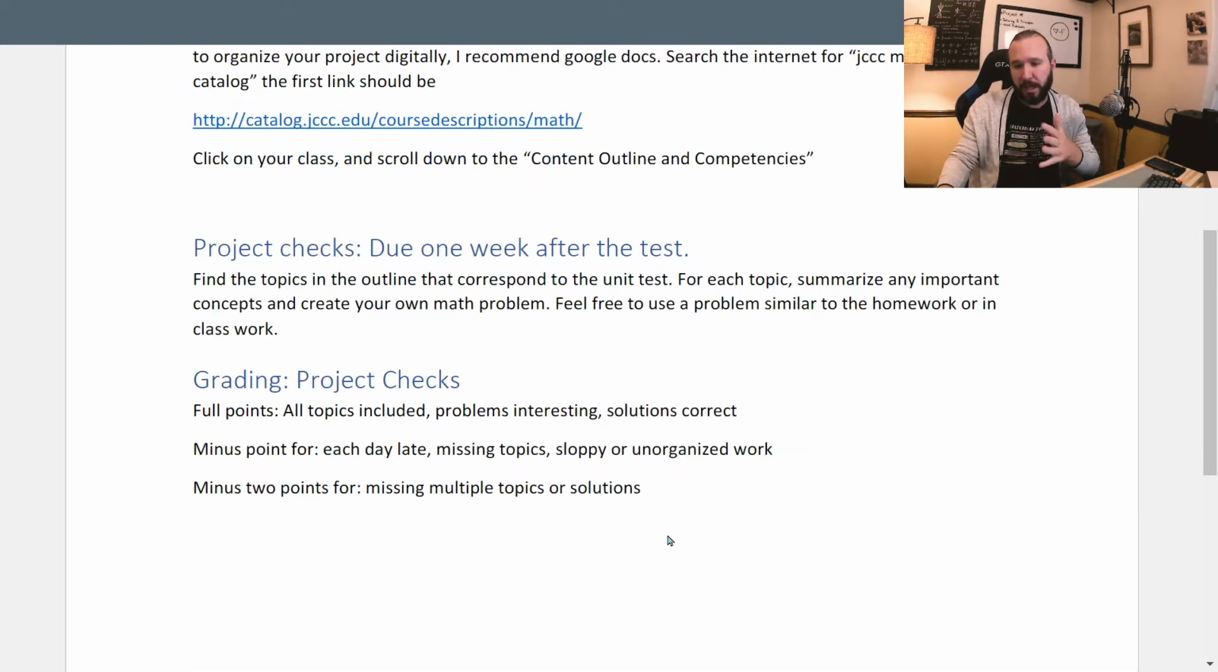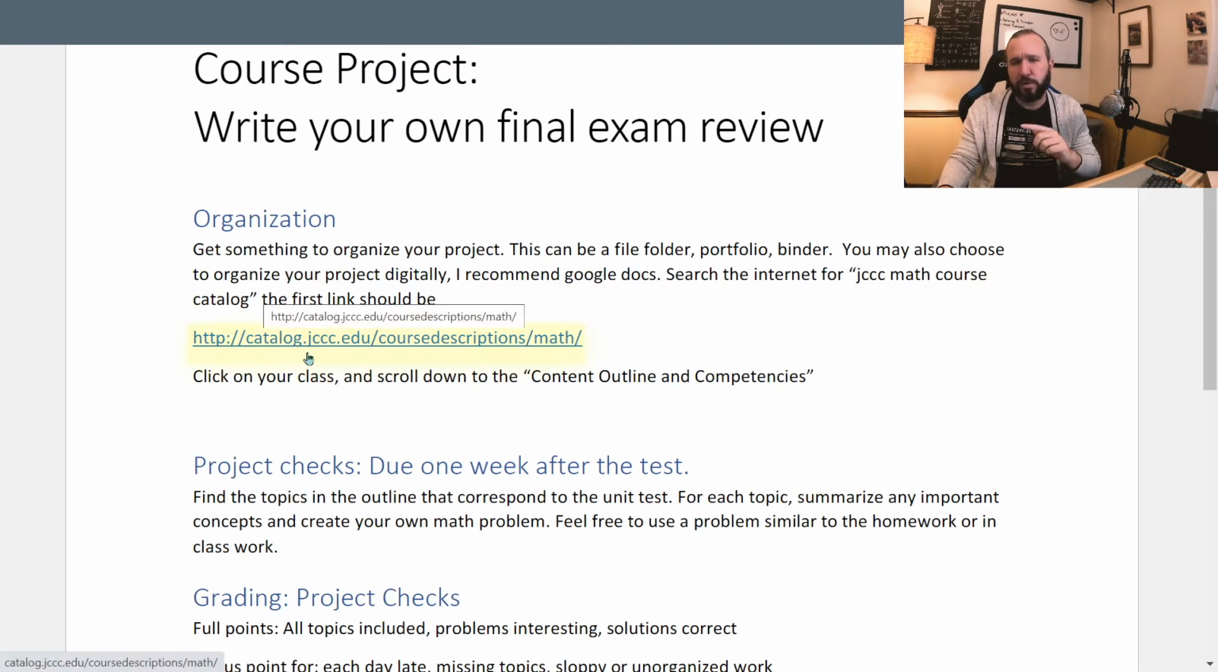So let's just look for a minute how the grading works. Each of the project's checks are intended to be drafts. So it's okay if there's little mistakes or something wrong. But you need to make sure that you have all of the topics that were on the test in that portion of the project. And you need to put some effort in. Every day that it's late, I'm going to take off a point, and I'll also take off a point if you miss some major topics. So let's go have a look at the course descriptions, and I'll do some examples about what a typical project would look like.